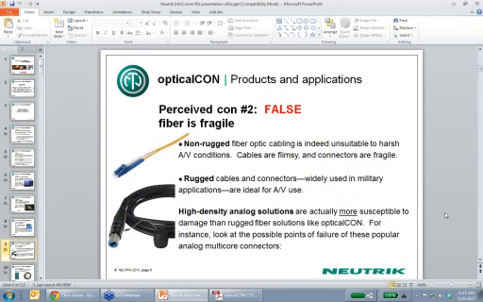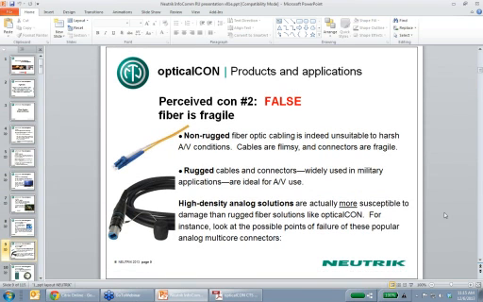Great, thank you. Perceived con number 2, that fiber is fragile. And here's where I really wish I could get my webcam going. I could show you some of these things. This cable that I show up on the top is a good example of a non-rugged fiber optic cable. You buy this stuff off eBay or from BTX. It's more or less a commodity item, and it will cost you $20, $30 for a cable like this.